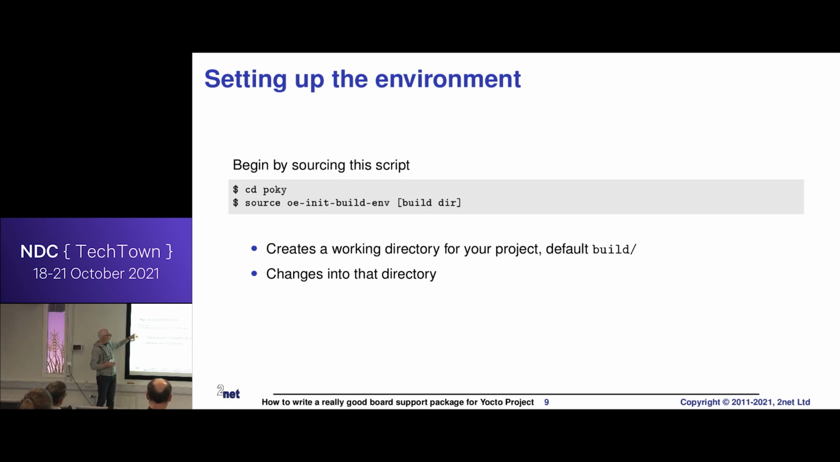And then within that directory, you will find there's a script called oe-init-build-env, OE for OpenEmbedded. So you need to source that script in order to set up various shell variables. And that will create for you a build directory if it doesn't exist already. You can give the name of the directory you want it to create here as a parameter. If you don't give a parameter there, by default it's called build.